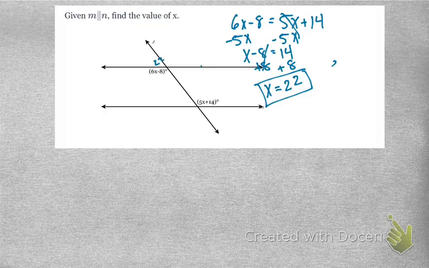If x is equal to 22, let's check it out. They should be equal to each other. What's 6 times 22? 22 times 6. Is it 132? Minus 8. What's 132 minus 8? Is that 124? I think it is. We'll see. If the other one equals 124, then we'll know it was. Let's do 5 times 22.